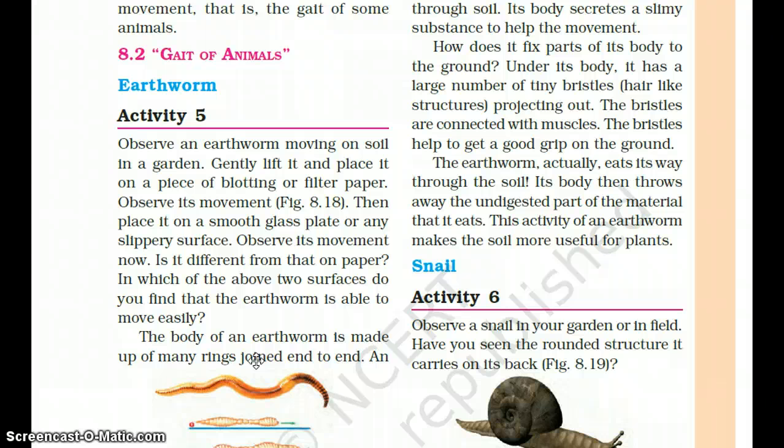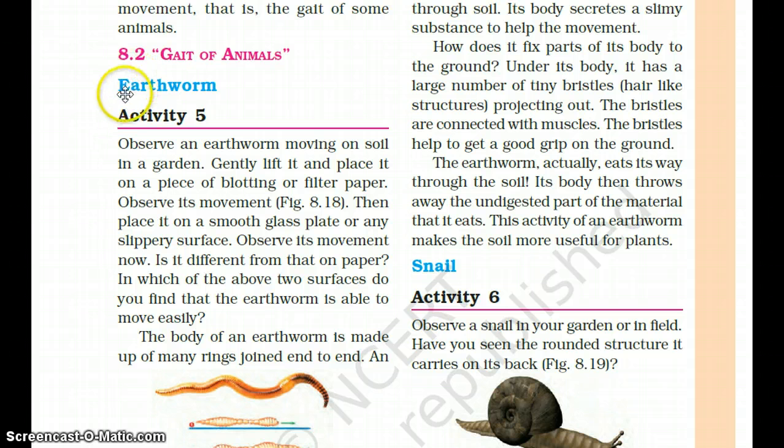And one more reason why these animals move from one place to the other is in search of partners for breeding, that is for reproduction, or they want a safe place to lay eggs. So these are the reasons why animals move from one place to the other. Now let us see locomotion in different animals.